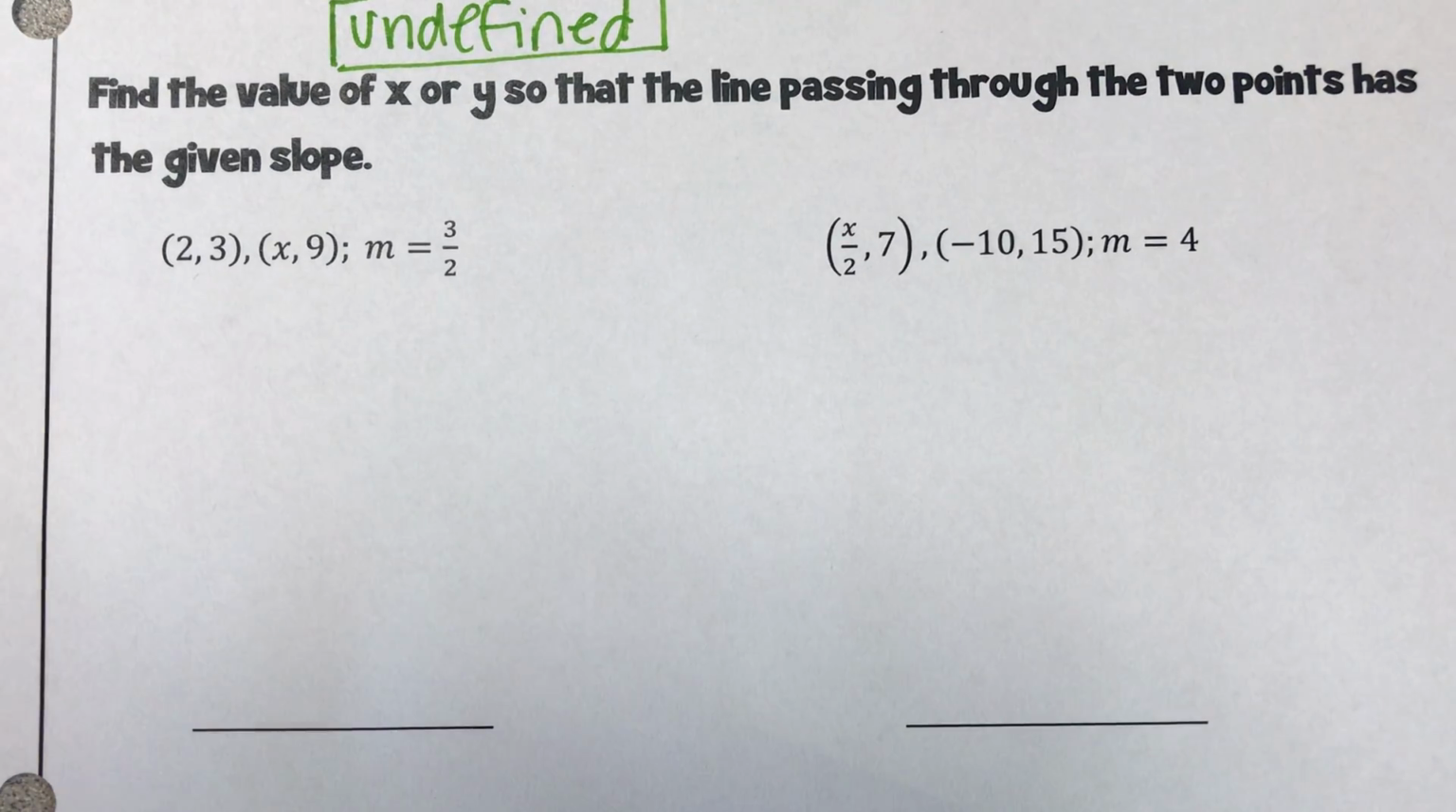Okay, and this last one, we're going to do 0 minus 5 over 0 minus 8. -5 over -8 is +5 over 8, and that would be our slope. Okay, and then the very last section says find the value of x or y so that the line passing through the 2 points has the given slope.